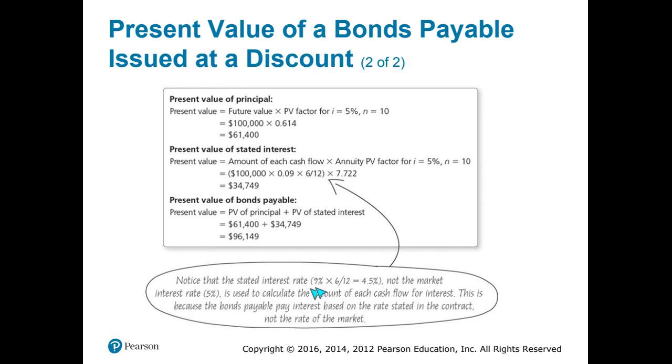Notice that the stated interest rate, 9% times 6/12 equals 4.5%, which is half of 9. This is not the market interest rate of 5%, which is used to calculate the amount of each cash flow for interest. This is because the bonds payable pay interest based on the rate stated in the contract, not the market.